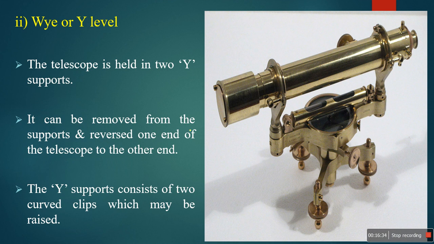You can easily remove the telescope by using the clips here. It is removed in the vertical direction, and then you can take the telescope from the stand. This is the main advantage of the Y level.